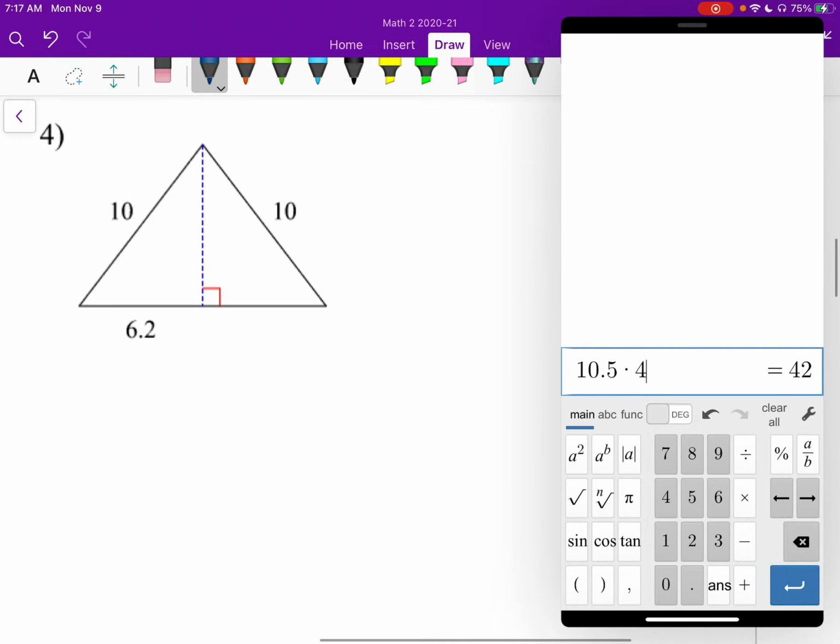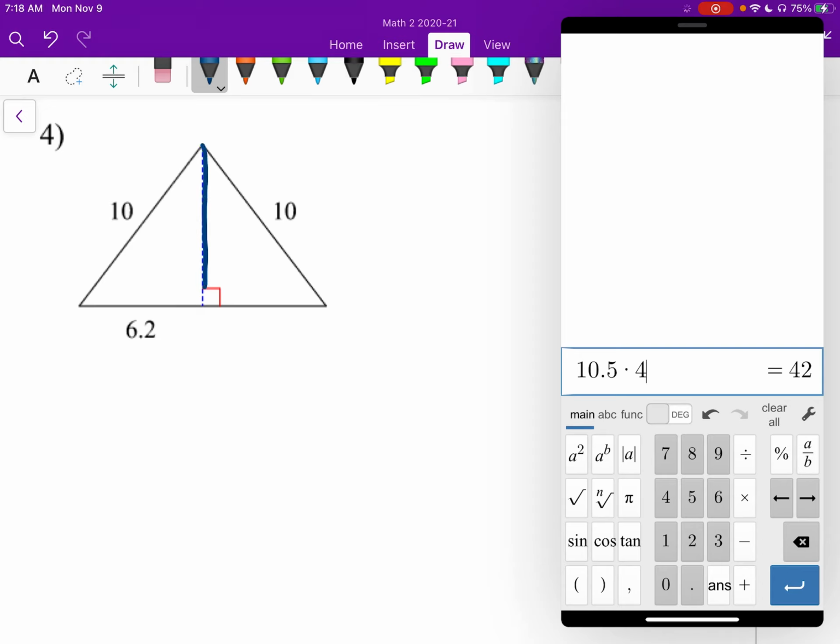Number 4, similar situation. We see that here's our height, and we are missing this piece of the base. Now there's a little bit of a trick to this one that you can do. If triangles have, oh, can we do the trick? You know what? We just won't do the trick. I don't know that we actually can.